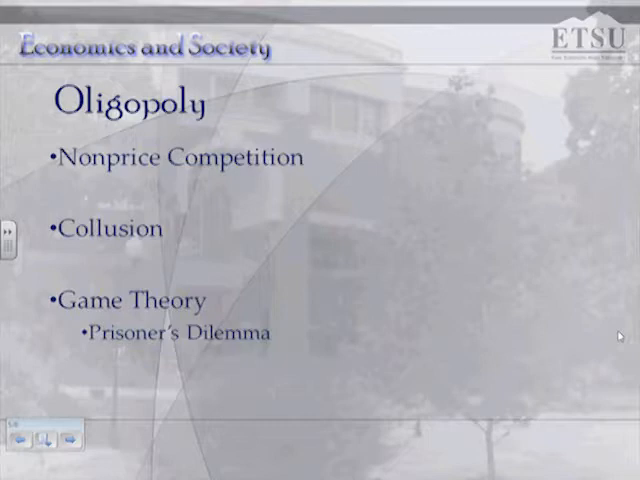So the original game in game theory was called the prisoner's dilemma. And the prisoner's dilemma, you should read about it in detail in your text, but the gist of it is that we have a conflict between the incentives of the individual and the incentives of the group.